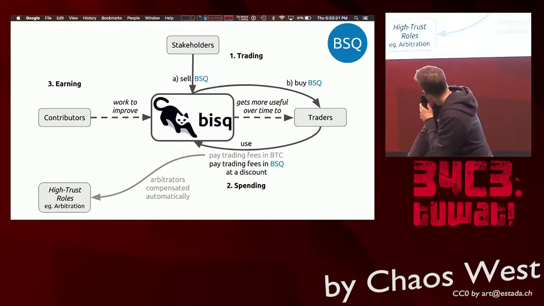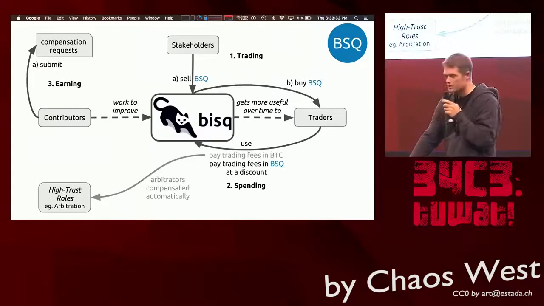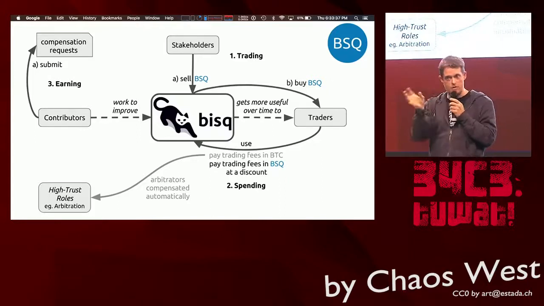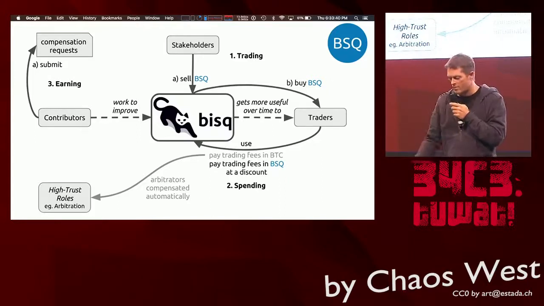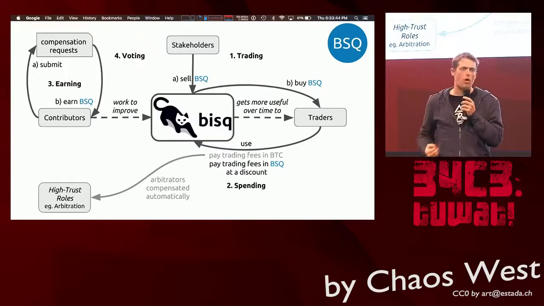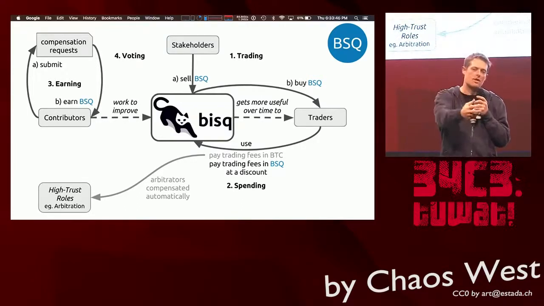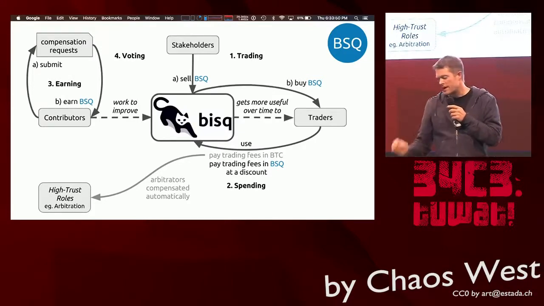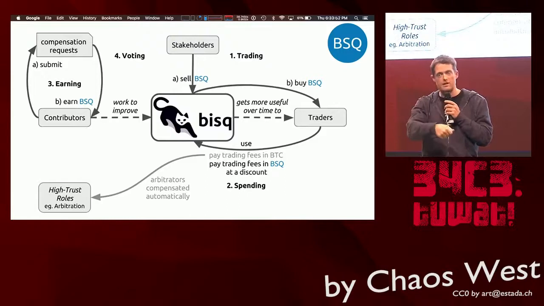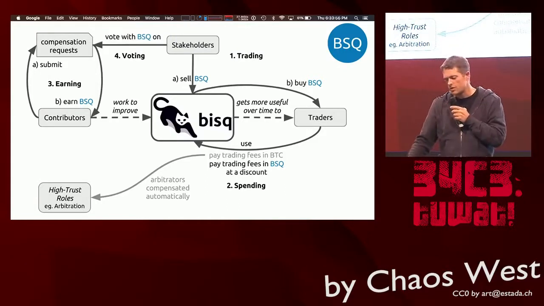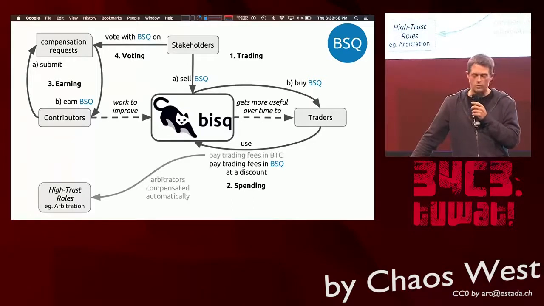The third function is earning. Contributors submit what we call compensation requests for a given amount of BSQ to compensate them for whatever they did that month. And the fourth function is voting. People who already have BSQ use that BSQ as a kind of voting chip. That's the fourth function of the token. And they use that voting to green light or to reject compensation requests. So stakeholders decide who gets new BSQ.